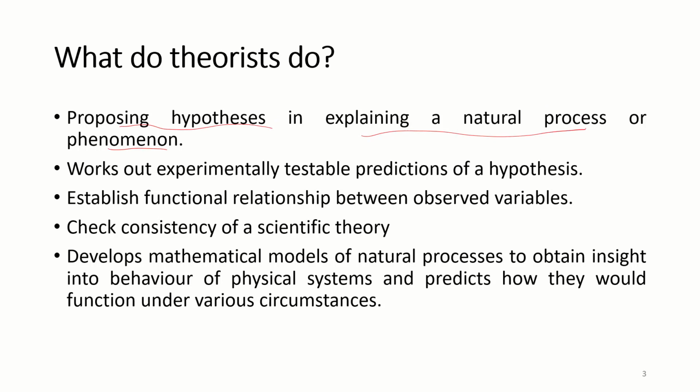For example, the law of gravitation by Newton. It was a physical phenomenon, and he provided a hypothesis on it. The theorist also works out experimentally testable predictions of a hypothesis, telling different predictions or experiments that can be tested according to the hypothesis that has been proposed.